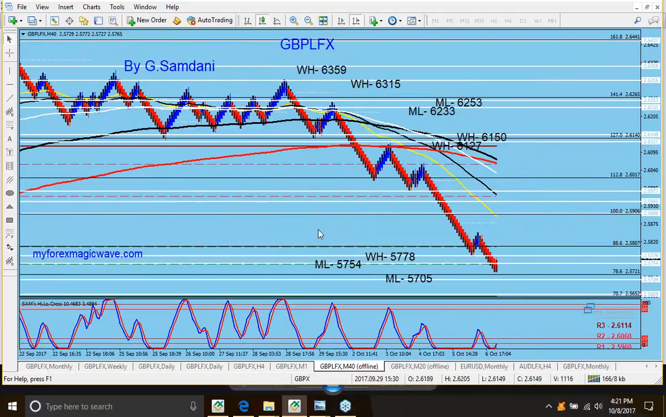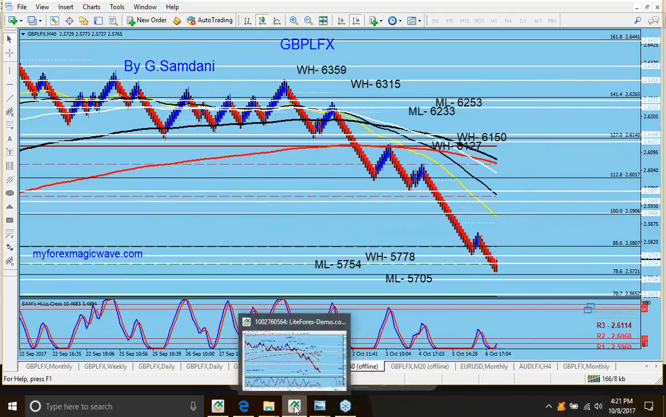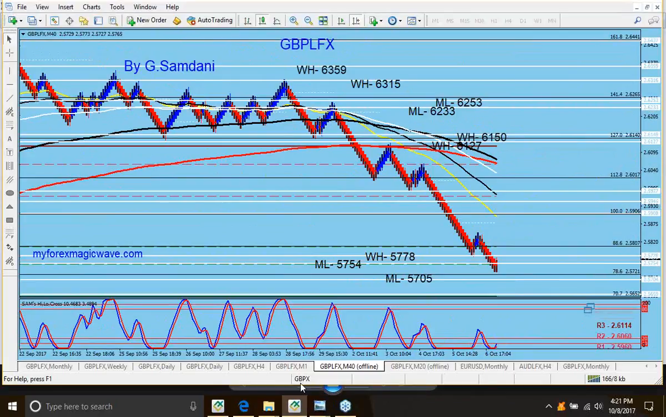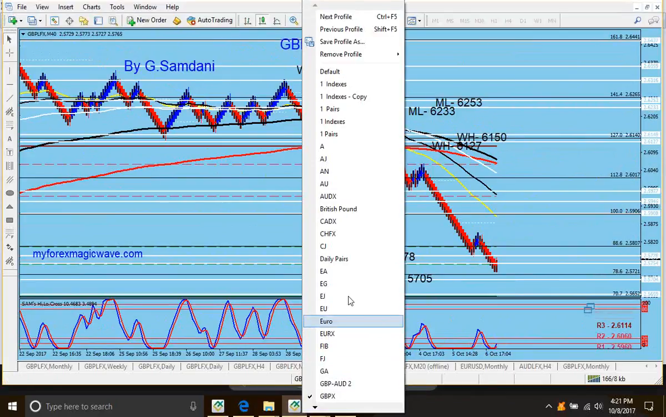So let's see. Okay, so this is the pound and pound USD. What about pound yen? What is the pound yen doing? First, let me go and take a look at the yen index. And then we'll talk about pound yen because that might be coming into play again. It was very nice all along.